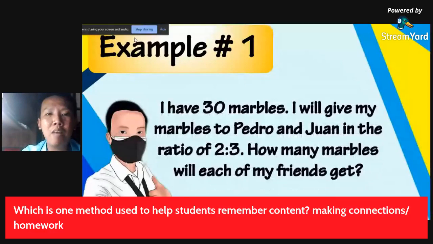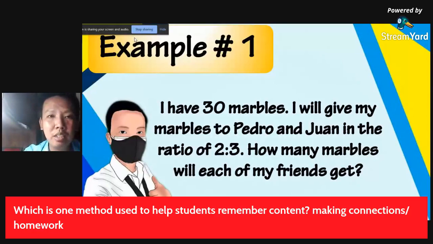In this case, I have 30 marbles. I will give my marbles to Pedro and Juan in the ratio 2 is to 3. How many marbles will each of my friends get? So again, we have 30 marbles and the ratio is 2 is to 3. It will be given or distributed to Pedro and Juan.